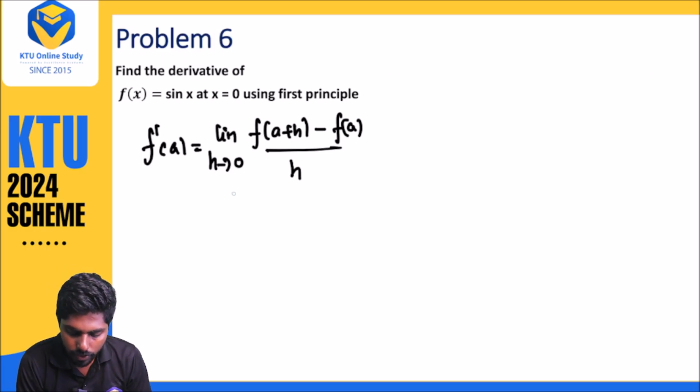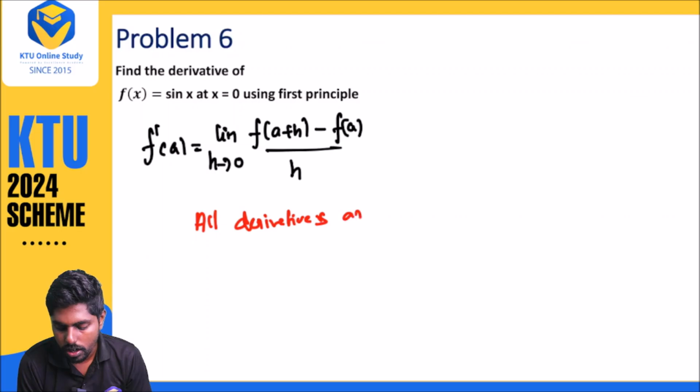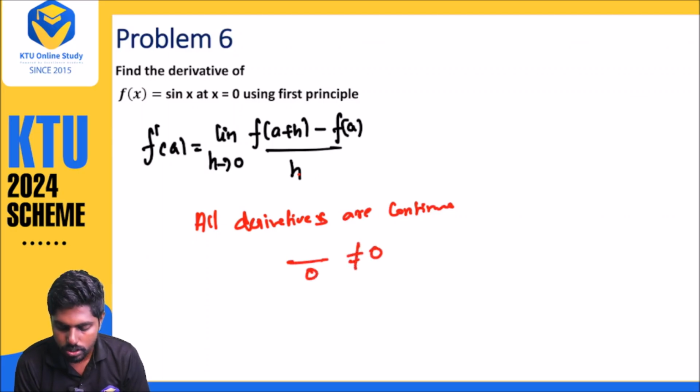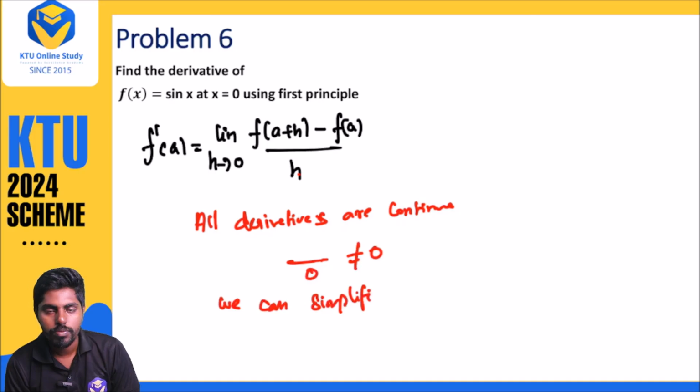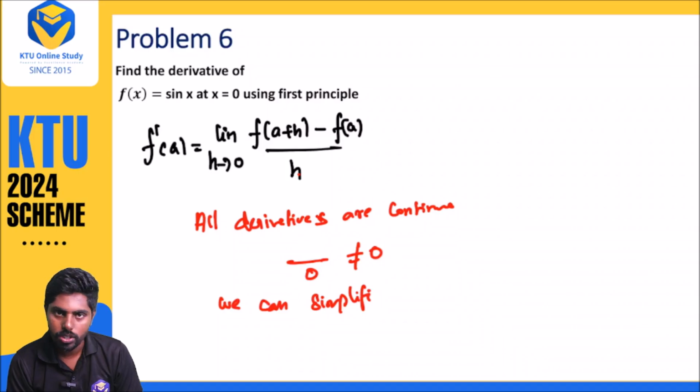The second step, you should know that when we are approaching 0, we know that all derivatives are continuous. So we know that this denominator cannot be equal to 0. So what we can do is simplify. This is the concept we have learned in the limit itself. When we are simplifying, either by conjugate multiplication or by normal simplification, we will be getting the answer. That is the thing you want to do.